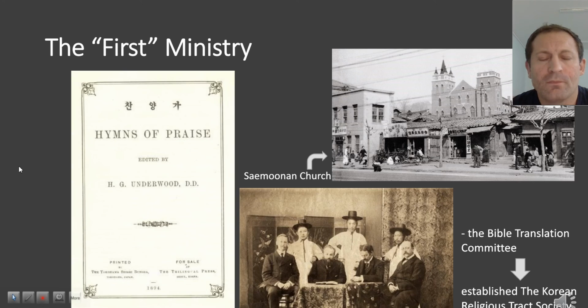Among Underwood's work in Korea, there are many cases in which the modifier "first" is attached. He founded Saemunan Church, the first organized church, published the first hymn book using manuscript paper, and also established Korea's first Christian book publisher, the Korean Religious Tract Society, with the Bible Translation Committee.